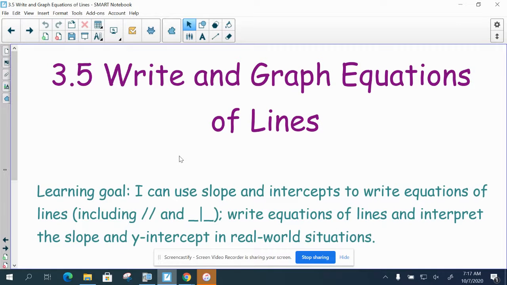Hi everyone, this is lesson 3.5, Write and Graph Equations of Lines. This is going to be the first video of 2 videos for this lesson, so we're going to split this lesson into 2 days. The purpose of this lesson is to review how to write equations of lines in slope-intercept form, including parallel and perpendicular lines, and we're going to look at maybe a couple of new situations that you have maybe not experienced or solved yet from Algebra 1.